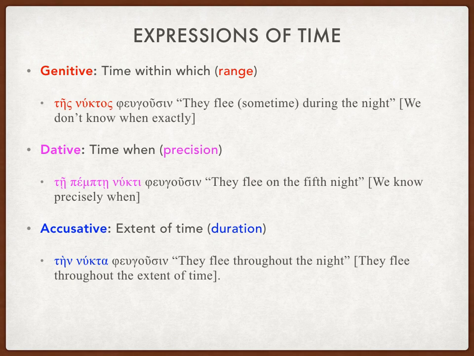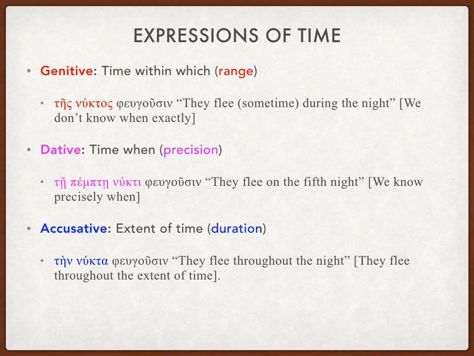It's just sometime during the night. The range of the night is when this happened. That's all I can say for certain. It's not very specific. The genitive is always used for range when it comes to talking about space or time. The dative, on the other hand, is like throwing a dart at a dartboard.